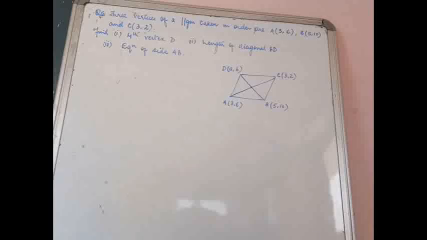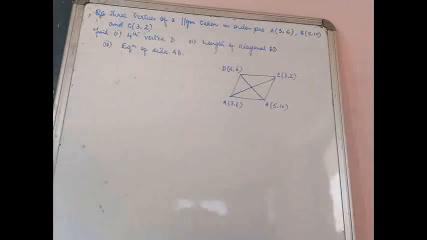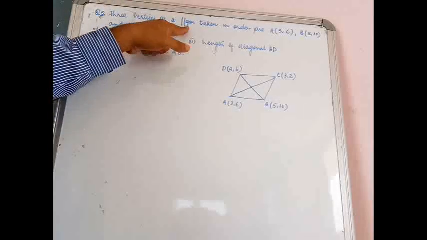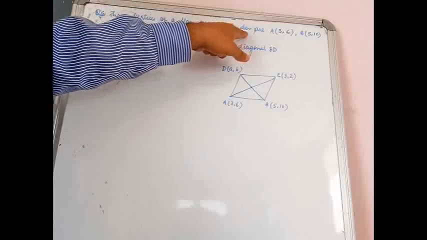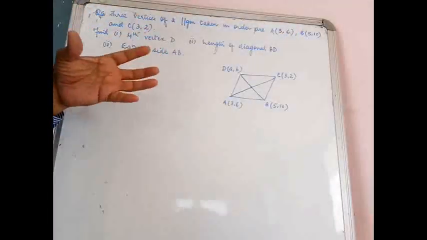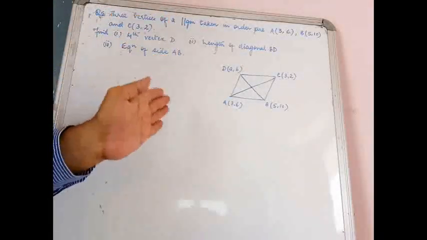So this is another question, probably a little lengthier, and it has a number of parts to it. So let us see if we can solve this. 3 vertices of a parallelogram taken in order are this, this and this. Obviously in a parallelogram there are 4 vertices overall, 3 of which are given in serial order.